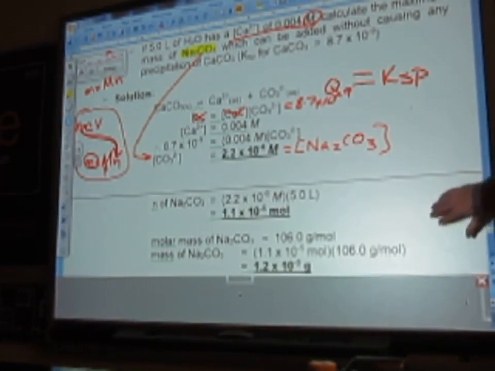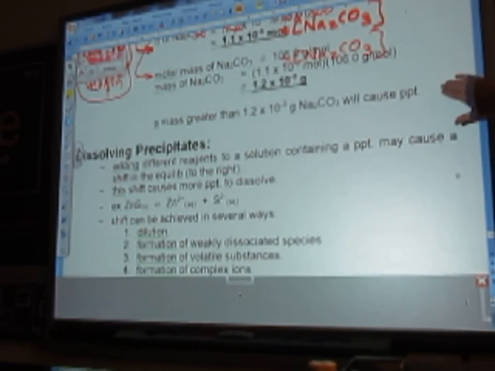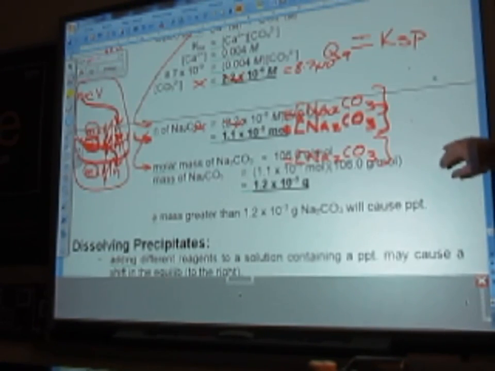The end of the unit, by the way, just the end of that chapter, all that dissolving precipitates, forget about it, don't worry about it. You've got enough to worry about, forget it.